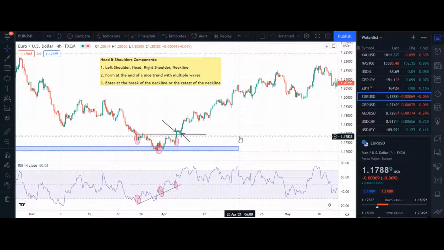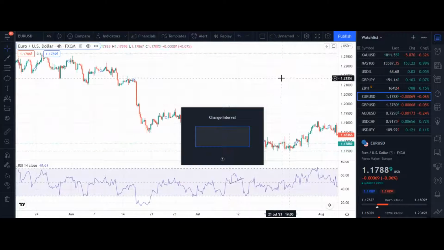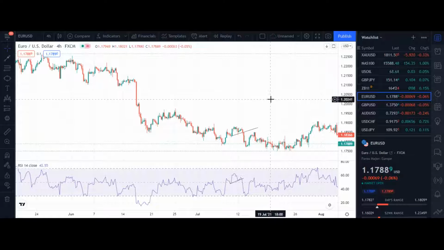Sometimes price just decides to turn around and head in the opposite direction without any of this right here. But definitely train your eyes to find these patterns. This is a very reliable pattern. Go back and trade it, add it to your toolkit. I'm going to scroll forward because I do remember marking off one here.